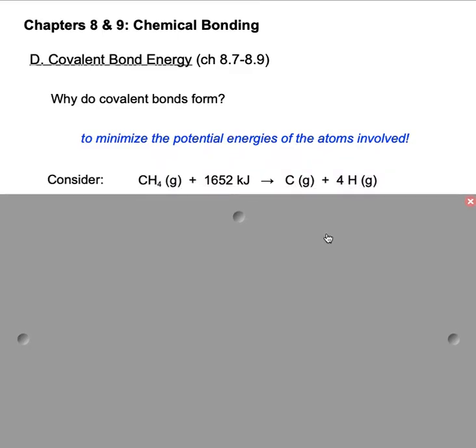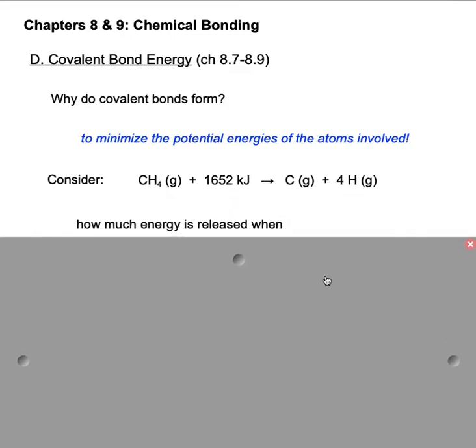Let's consider a hypothetical reaction in which we take 1 mole of methane, CH4 in the gas phase, and add sufficient energy to separate it into the 5 atoms that make it up. Measuring that energy shows us that it requires 1,652 kilojoules of energy.